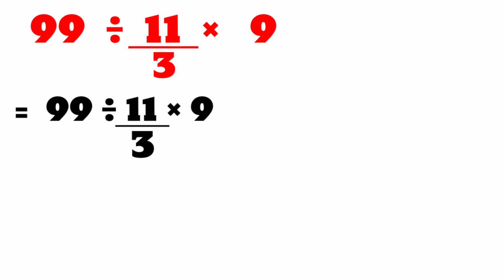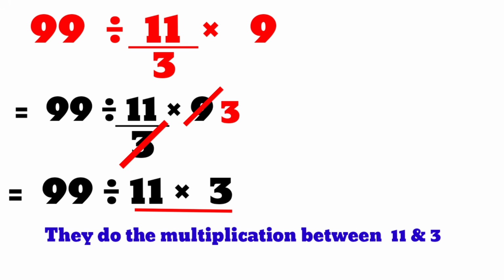They think 3 से 9 को डिवाइड करेंगे. 3 times 2 is 9 is equal to 99 divided by 11 times 3.